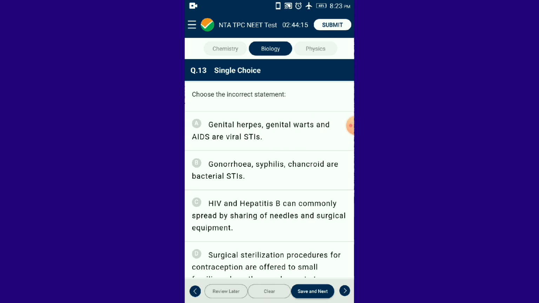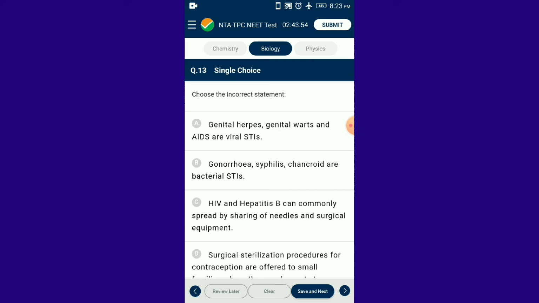Question number 13. Choose the incorrect statement. Surgical sterilization procedures such as vasectomy and tubectomy are recommended to small families where the couple wants to delay pregnancy for one or a few years. This is because although the procedure is highly effective, the reversibility is very poor.